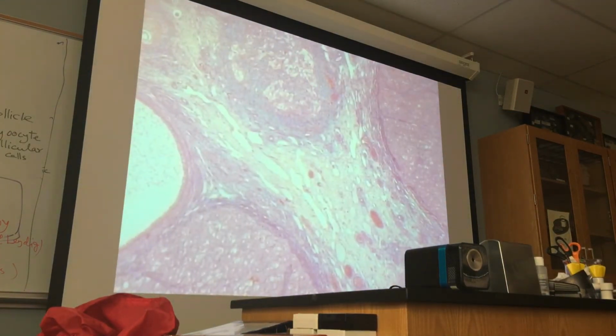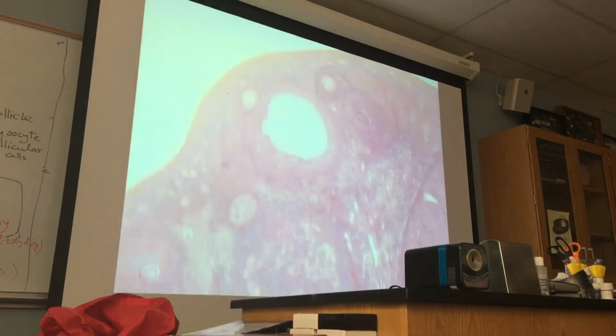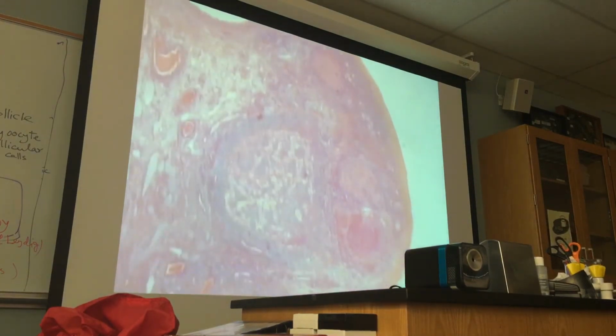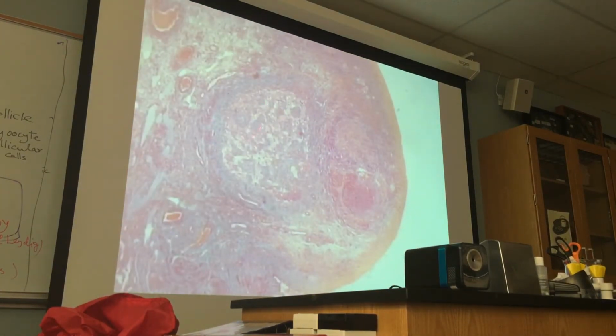This is one degenerating corpus luteum. I saw, here is one corpus albicans. And here is one degenerating corpus luteum. What about the corpus hemorrhagicum? Yeah. Corpus hemorrhagicum is a ruptured follicle. I cannot show you here, it's not there.